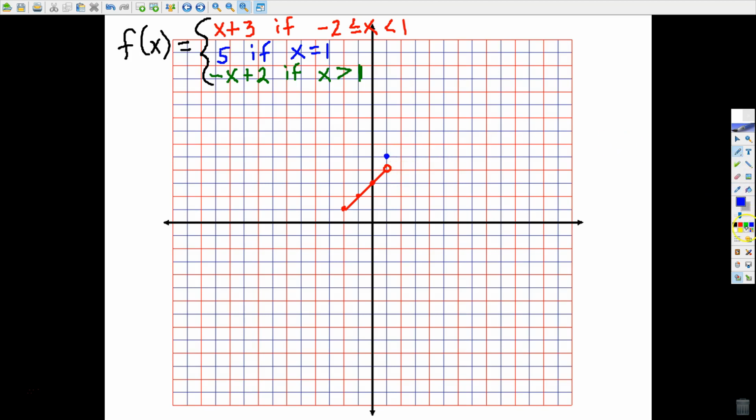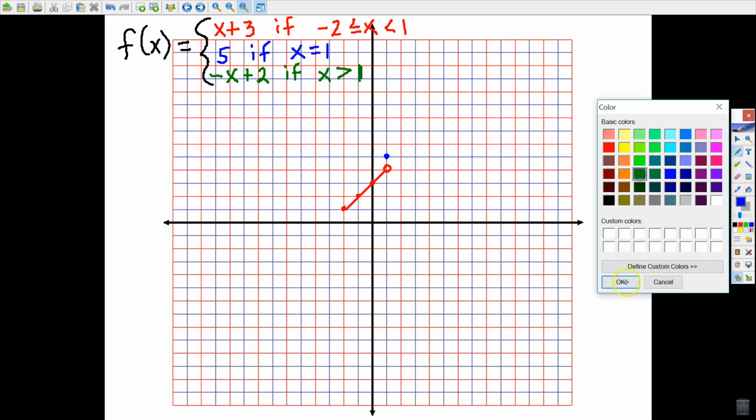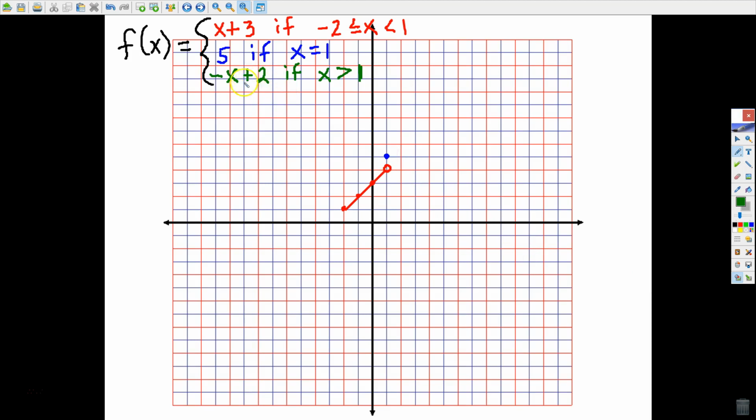Okay, now let's take care of the green. The green says we have a y-intercept of 2, we have a slope of -1, but this green line is only going to be drawn for x values that are greater than 1. So the y-intercept actually is not going to be part of the graph, this piece. Greater than 1 means I'm going to have an open circle at 1.